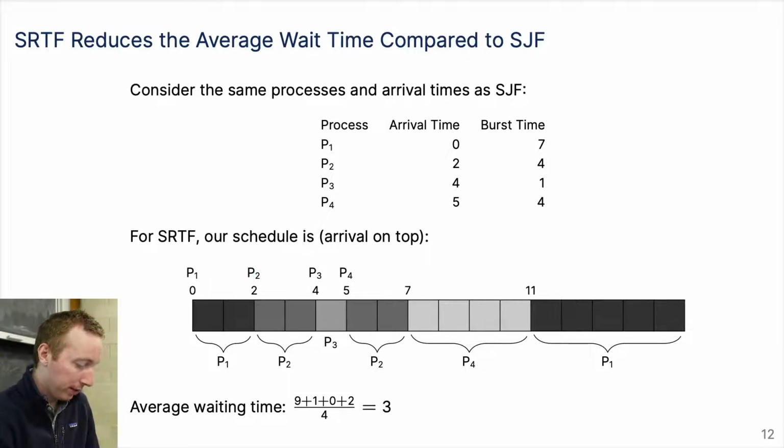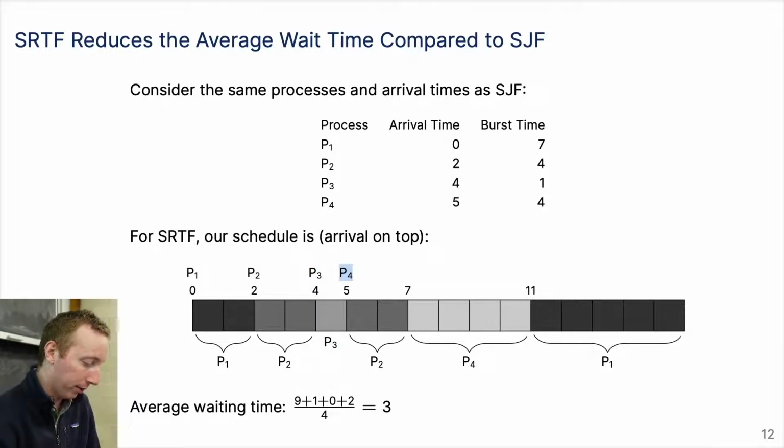So P2 would execute for 2 time units until process 3 comes in. So process 2 now has 2 time units remaining, and process 3 only takes 1 time unit to execute. So the process with the shortest remaining time is now P3. So we would just execute P3 immediately and then switch back.